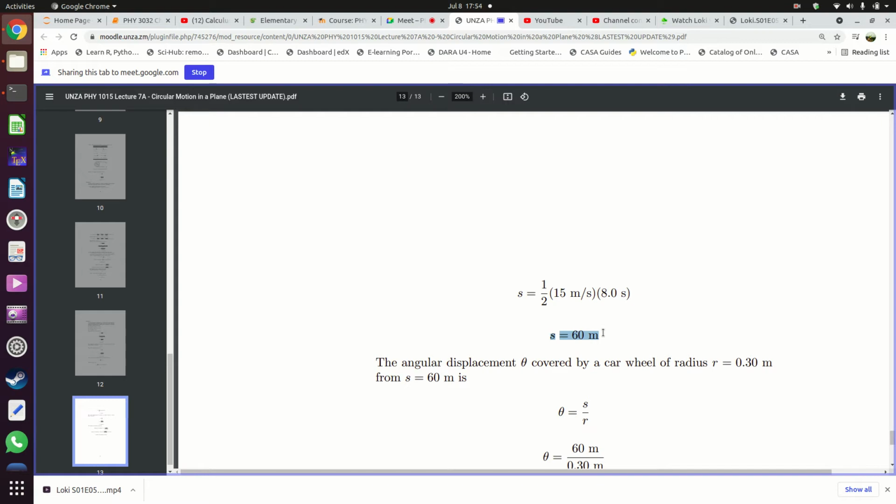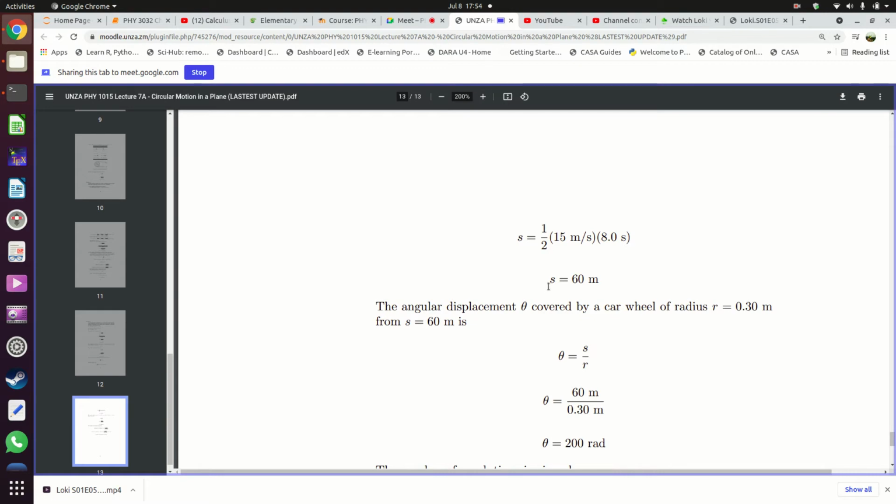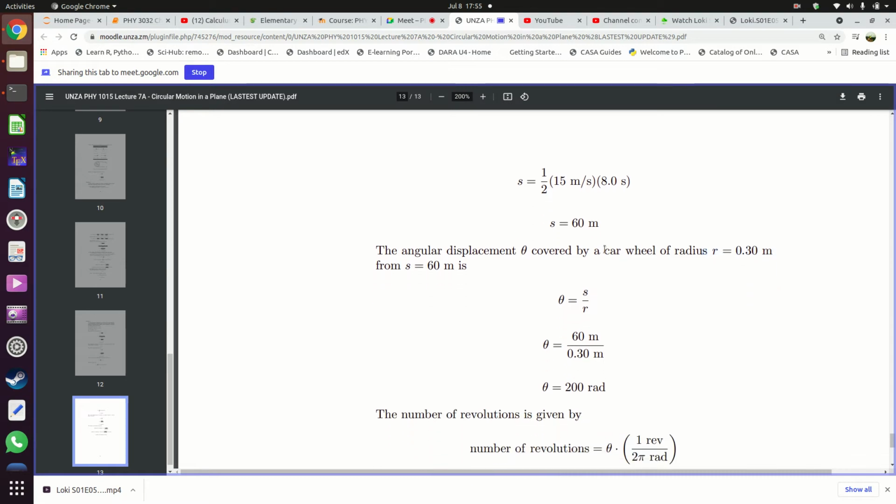But that's not what I've been asked to find. What I have been asked to find is the number of rotations the car is going to make during this time. So in that case, since I know that the car covers a distance of 60 meters and I know that the radius of the wheel is 30 centimeters, so 30 centimeters in meters is going to give me 0.3 meters. So I can use the 60 meters and the radius information to find out what is the angular displacement which the wheel covered in this amount of time.